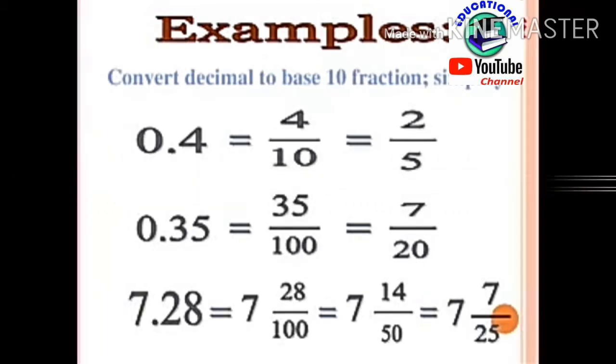7.28. 7 whole 28/100. Now we simplify it by dividing the fraction by 2. So 7 whole 14/50. Now we further divide it by 2. So it is 7 whole 7/25.